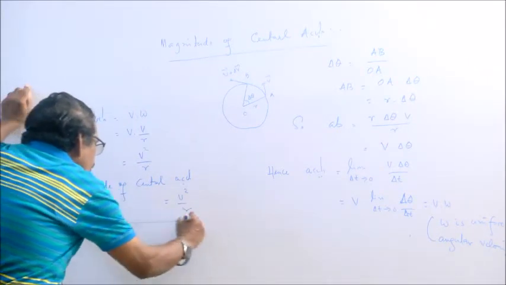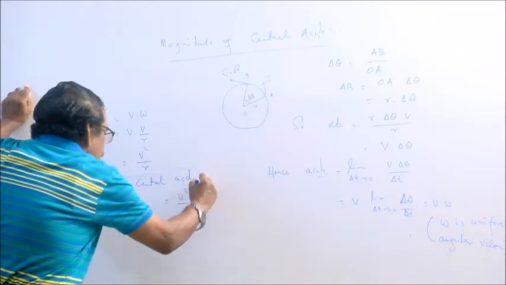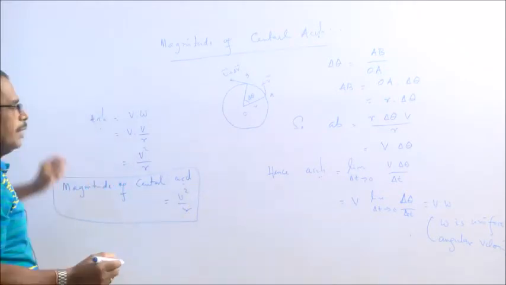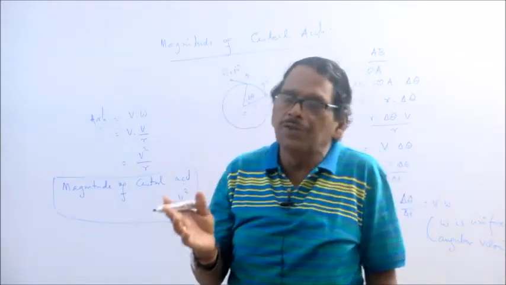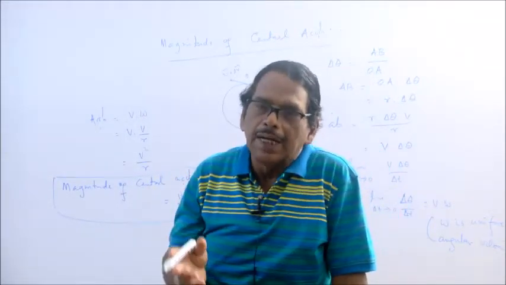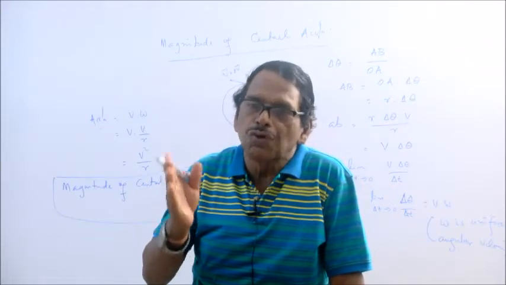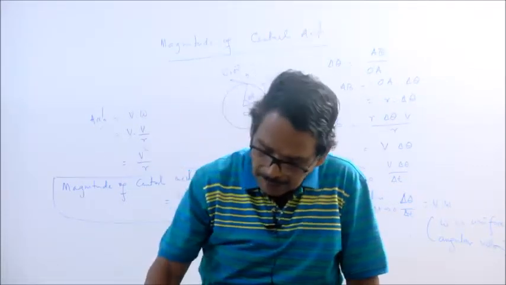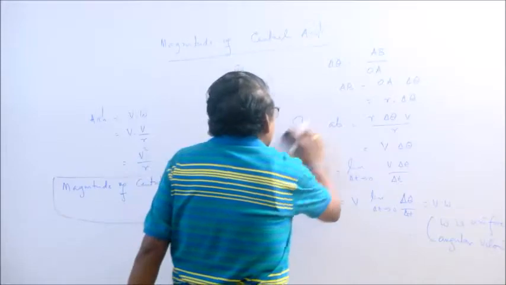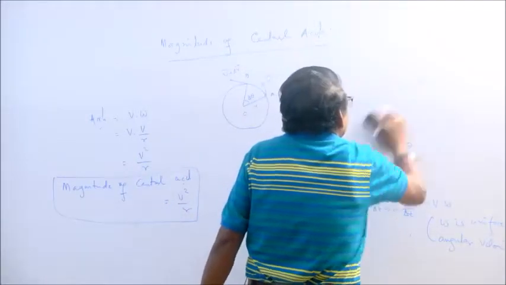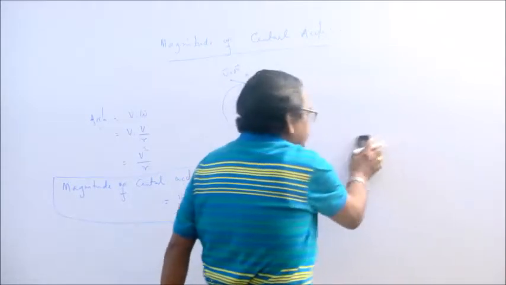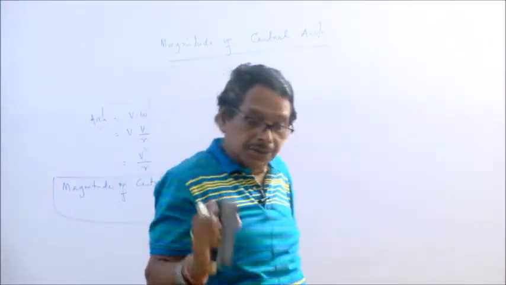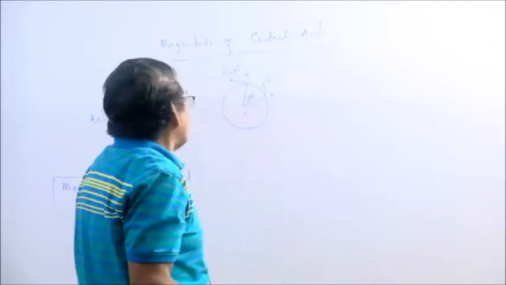So when a body moves over a circular path with a speed V and radius of the circular path r, there is an acceleration of the body. The magnitude of the acceleration is V square by r, and the direction of acceleration is toward the center of the circular path. So this acceleration is called central acceleration or centripetal acceleration, that is, center seeking acceleration.